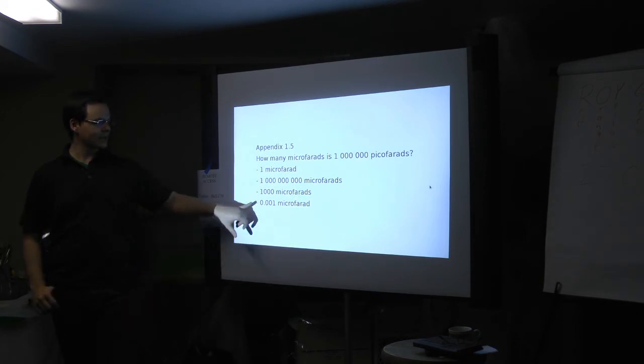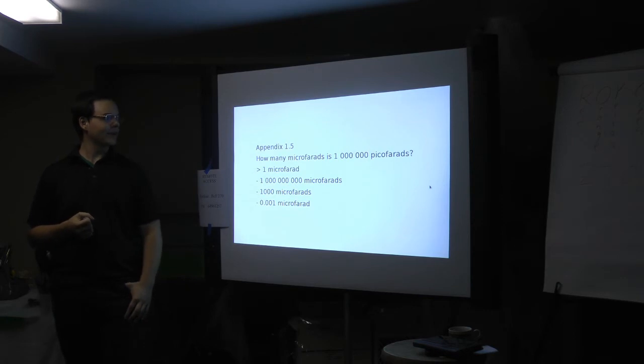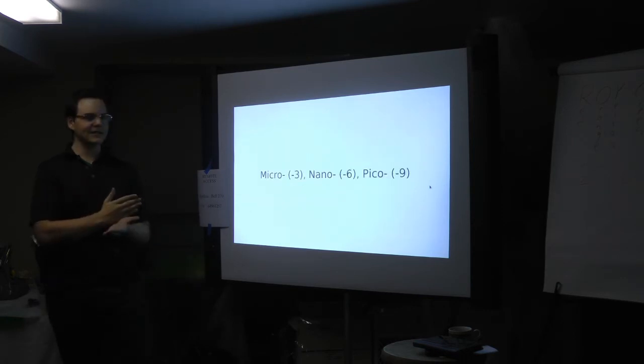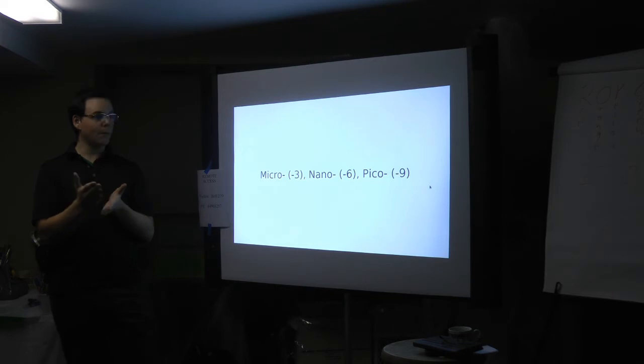0.001 microfarads we have? All right, let's see the answer. 1 microfarad. All right, why? Okay, so everybody remembers the metric scale. We had deci, which nobody cares about again. Then we have centi, then we have milli, and then we go micro, nano, pico.